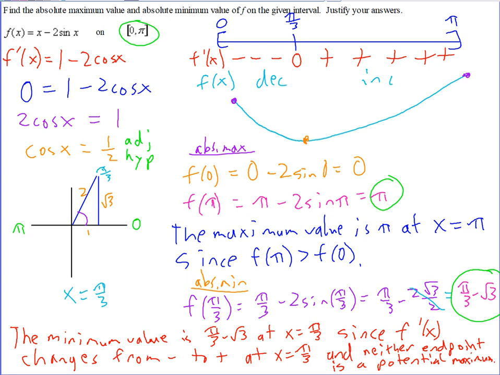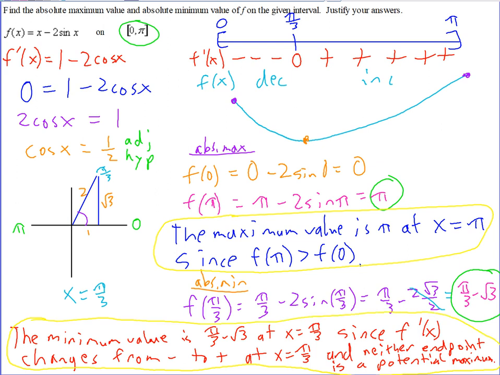Just circle the answers here. There's our maximum value with justification, and there's our minimum value with justification. And that concludes the notes for AP Calculus on the topics of absolute and relative extrema.